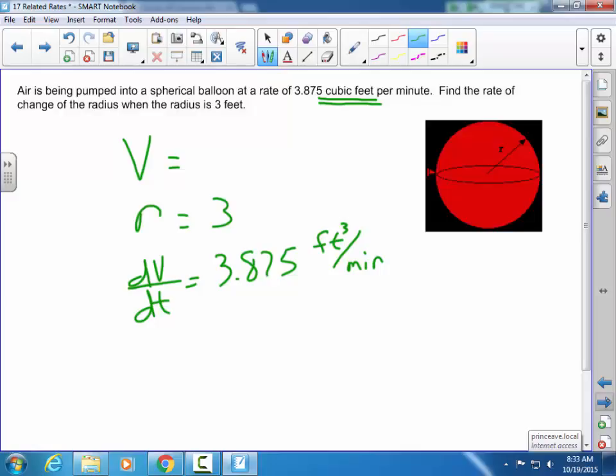Air is being pumped into the balloon at 3.875. Is it a positive or a negative? Positive. Why? Oh, could it be negative? It could be if they were deflating the ball. If we're deflating it, it would be negative, okay? So signs are important here, okay? So it is positive. Find the rate of change of the radius. So what are we looking for? The dr dt. So we need to figure out how do we find the volume of a sphere? Who remembers that?